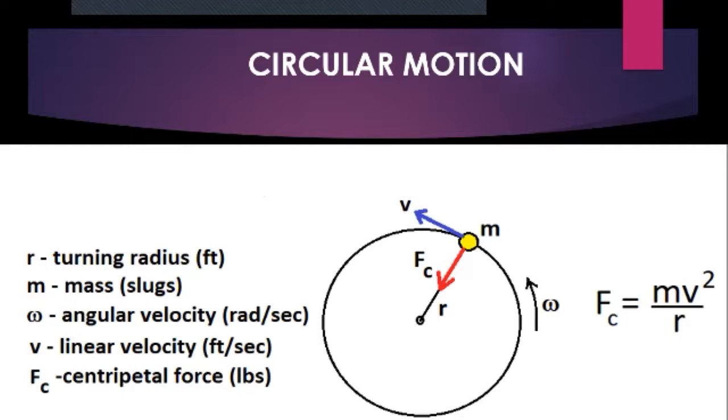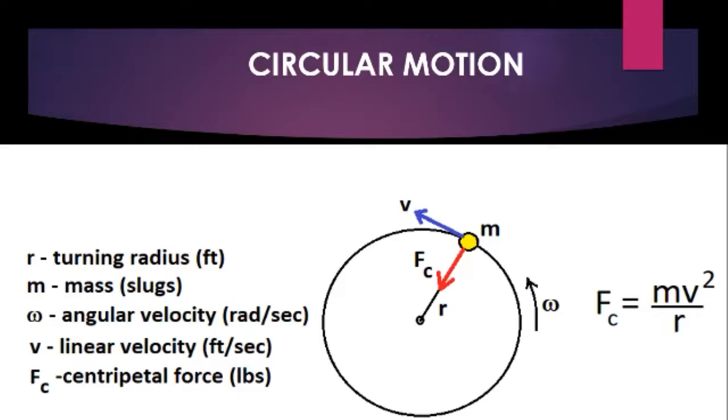This diagram shows an object with mass m rotating counterclockwise at an angular velocity omega. The inwardly directed centripetal force, F sub c, shown in red, acts along the circular radius r. If this force were to vanish, the object would fly off in a straight line at linear velocity v, shown in blue. The classical equation for centripetal force is shown at the right.